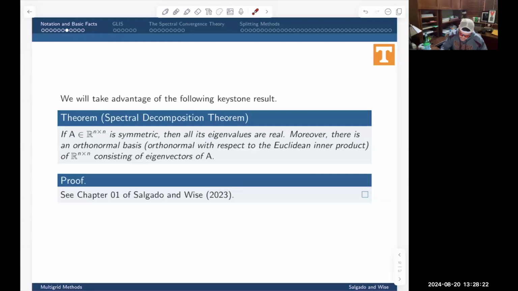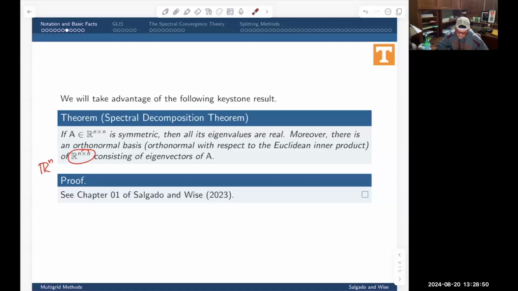Oops, this is a mistake here. This is a typo. This should just be Rn, not Rn by n. So there's a complete orthonormal basis of eigenvectors for Rn of A. Okay, so the proof of this can be found in our book. There's a proof for what we call the generalized spectral decomposition theorem as well.